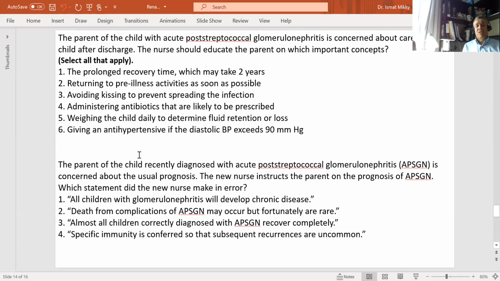Death from the complications of the acute post-streptococcal AGN is, fortunately, rare. So that statement is correct.